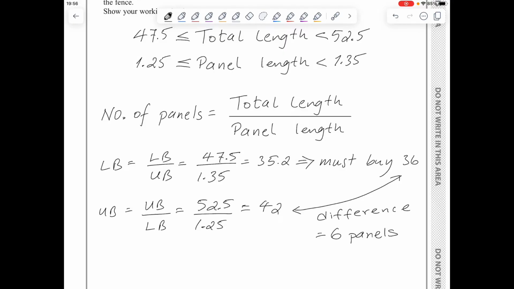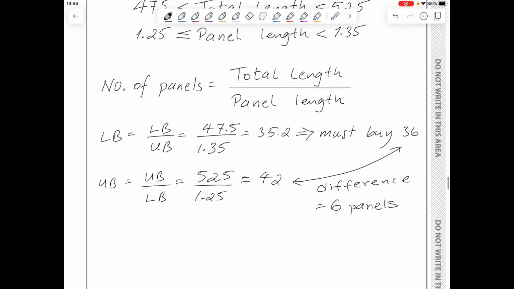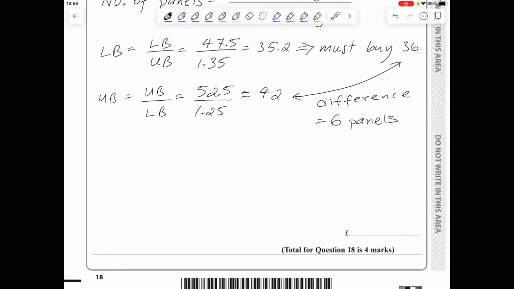So to find the greatest difference, I'm going to take this number, multiply by the cost, which is 8.65, and this will give me my answer. So cost equals 6 times 8.65. Put this on the calculator and you'll get 51.90.